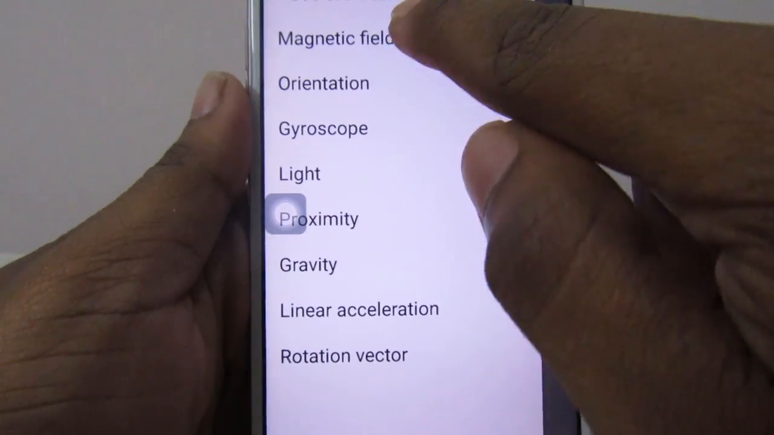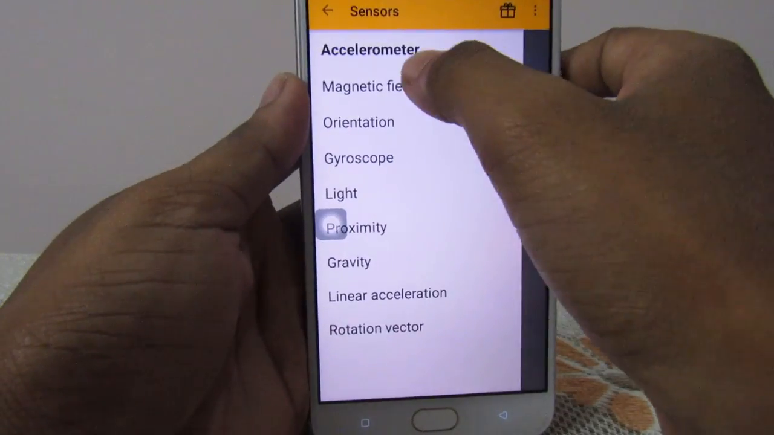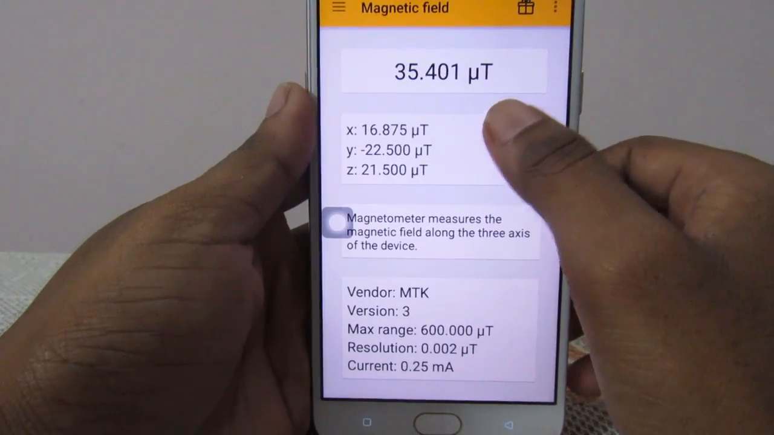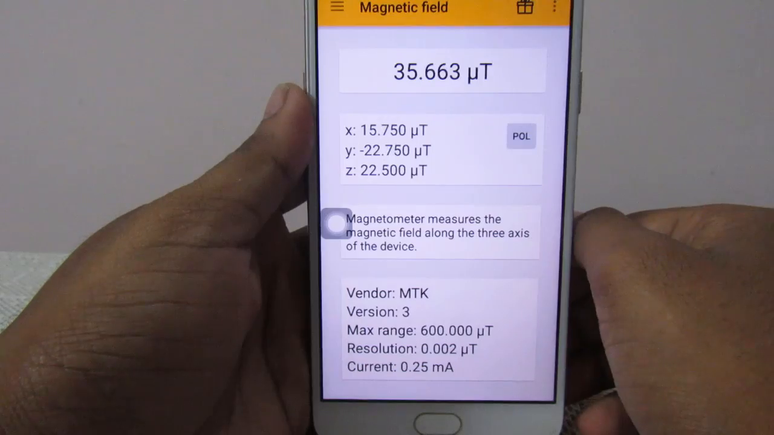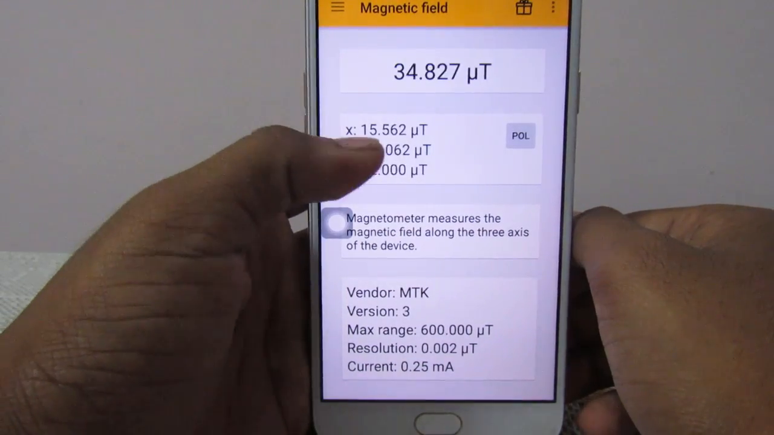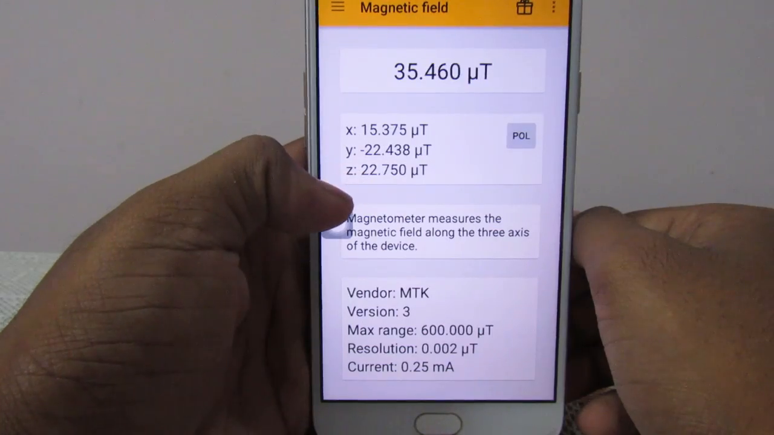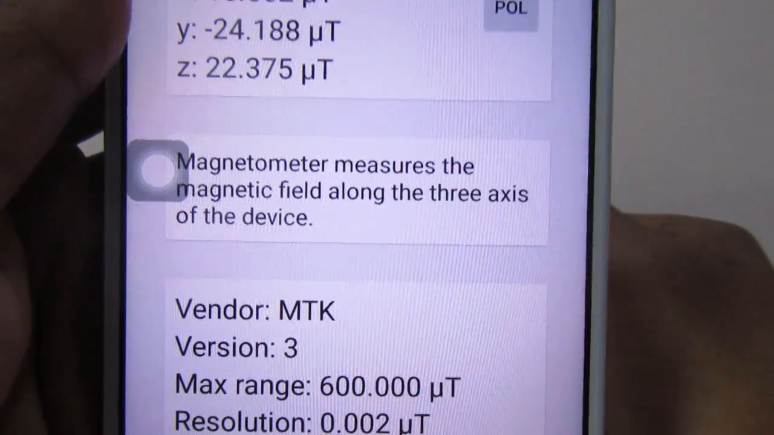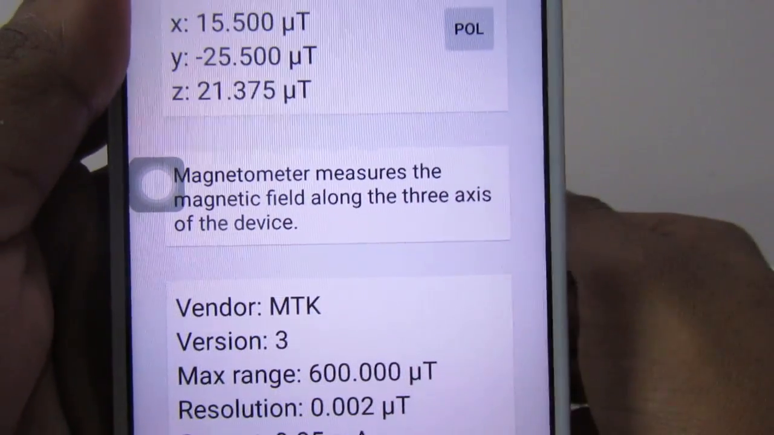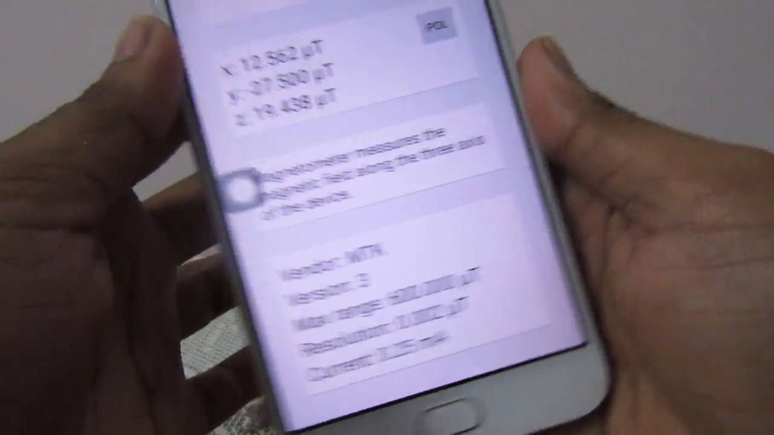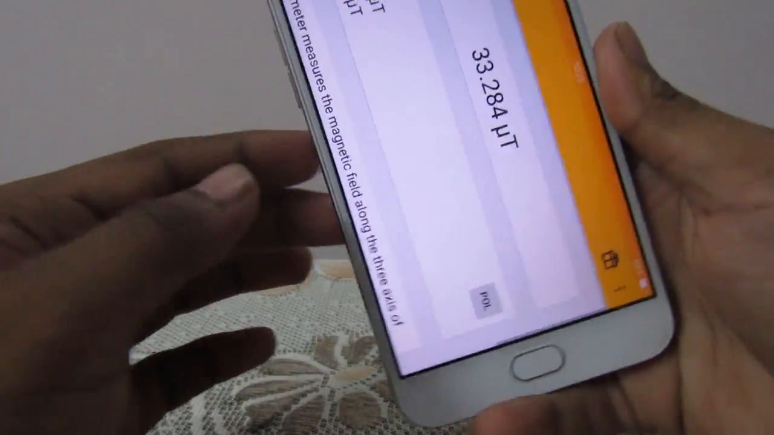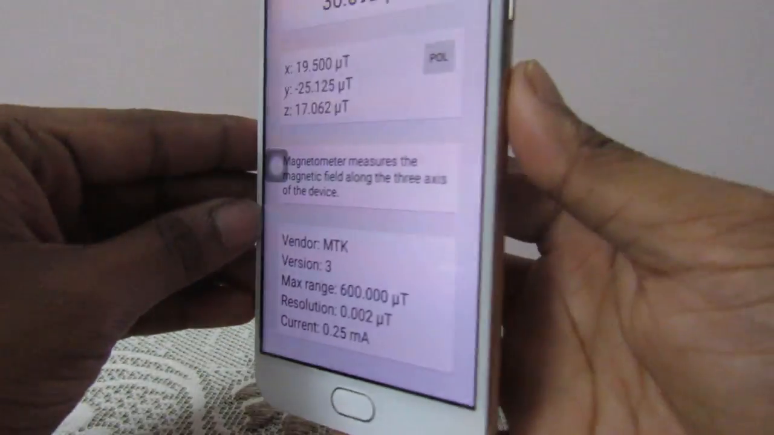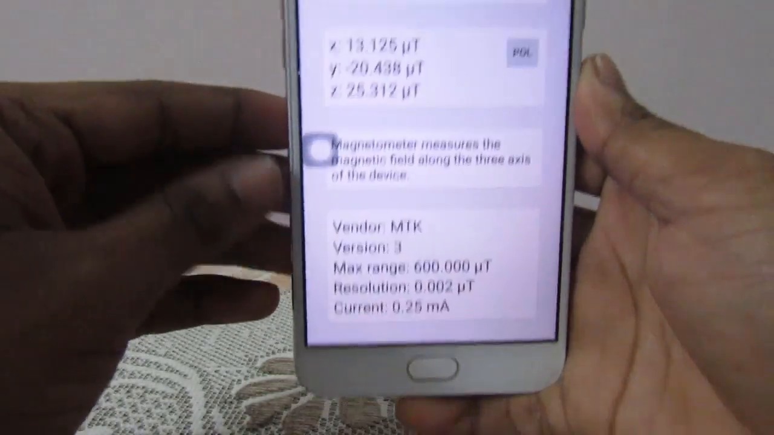The next sensor is the magnetic field. Here the magnetic field is 35 point something microtesla. In the x direction it is 15, in the y direction minus 22, and in the z direction plus 22. The magnetometer measures the magnetic field along the three axes of the device. If we rotate this side, the x, y, and z values change.